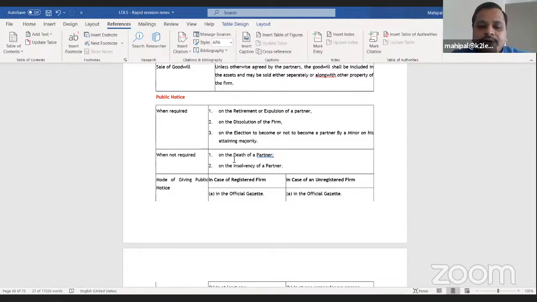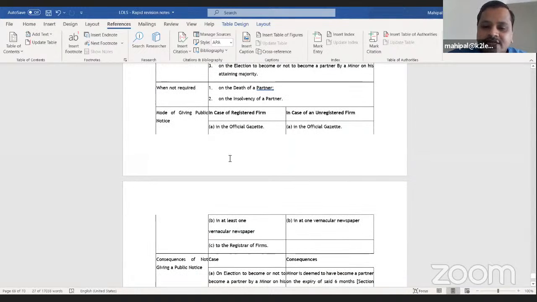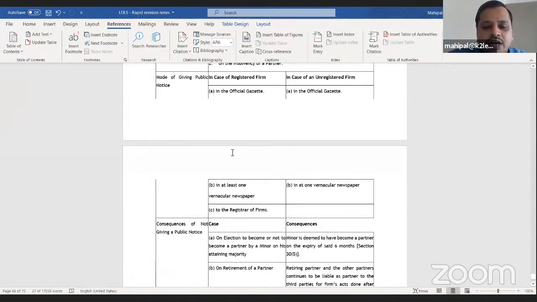When is it not required to be given? On the death of the partner or insolvency, because they both are public notice by themselves, by the way. How can the public notice be given? It can be given in the official gazette and at least in one of the vernacular newspapers.